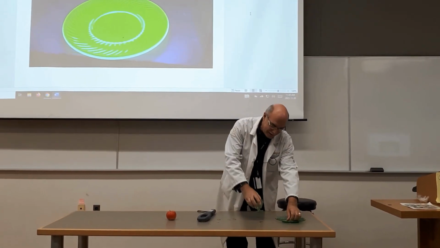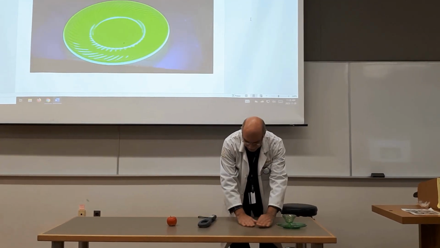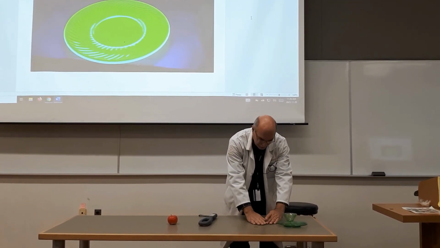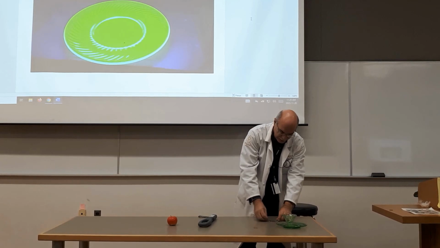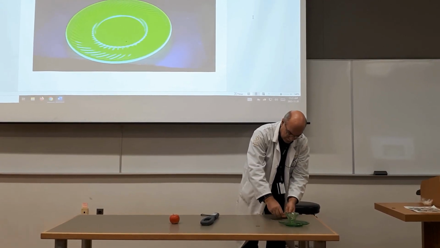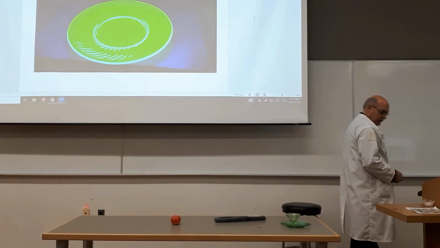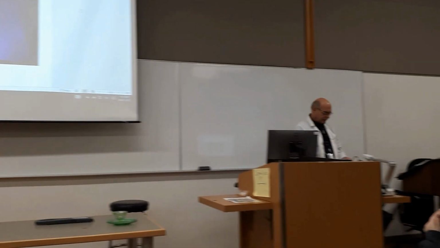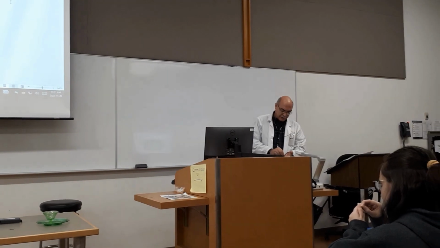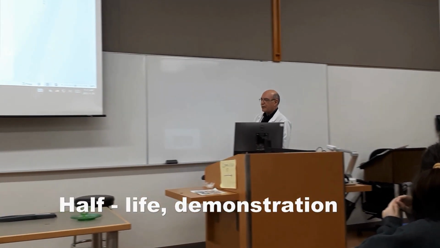And yes, this is uranium glass, as you saw. However, radioactive materials, the way to determine what happens with them, or the radioactivity within them, is a thing called half-life. I'm going to do a demonstration for half-life.